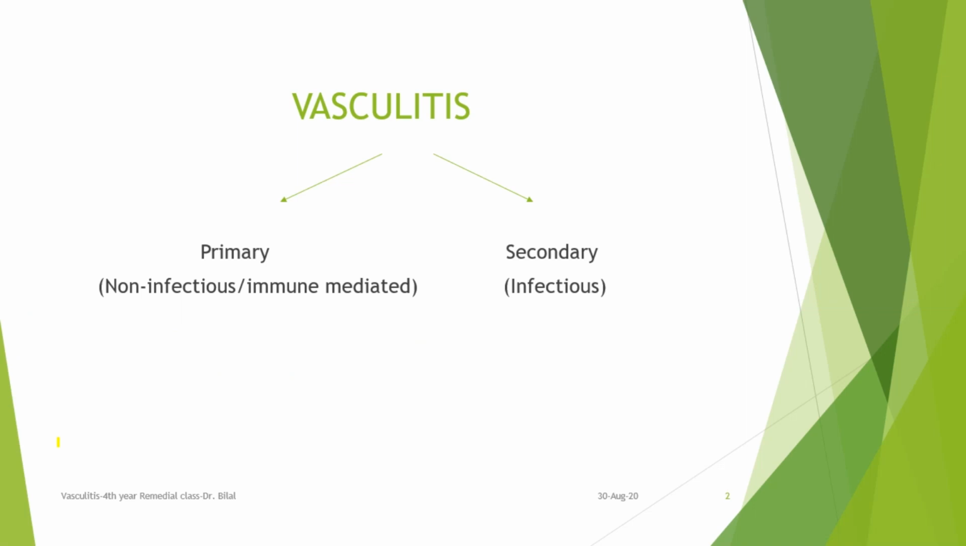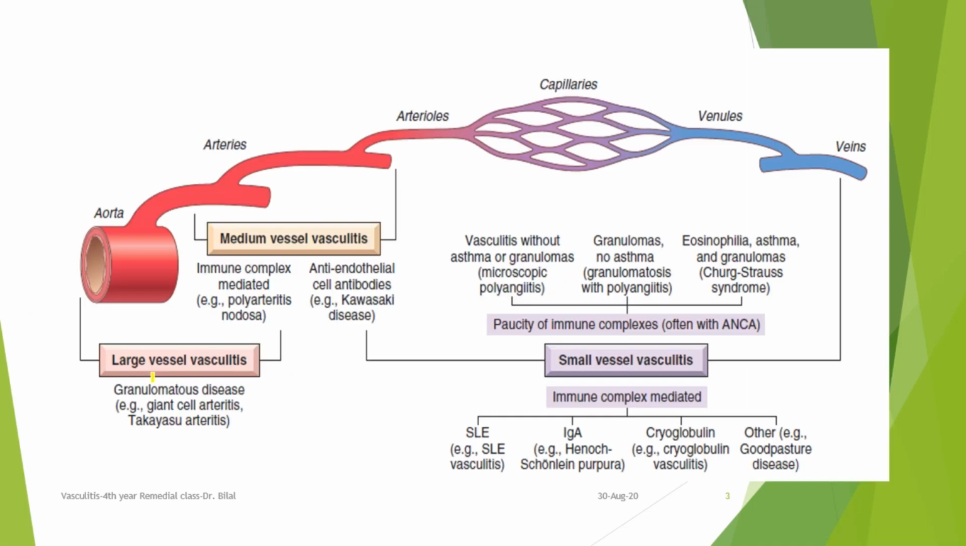Now, vasculitis can be primary, it can be secondary. Primary is usually non-infectious, okay, immune-mediated, and secondary vasculitis occurs due to some infections. Another way of classifying vasculitis is according to the size of the vessel, that is, it can be divided into three groups: small vessel vasculitis, medium vessel, or large vessel vasculitis. Okay.